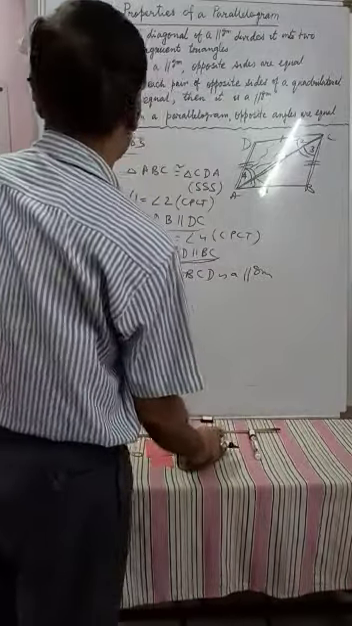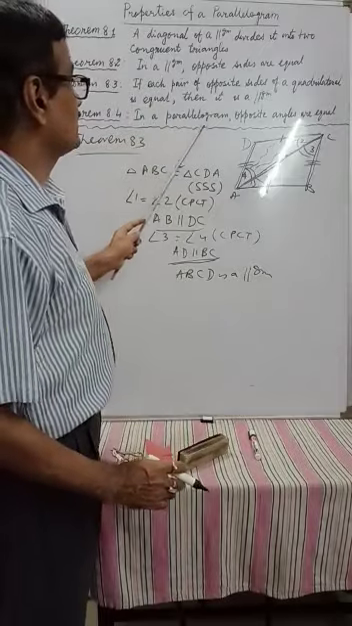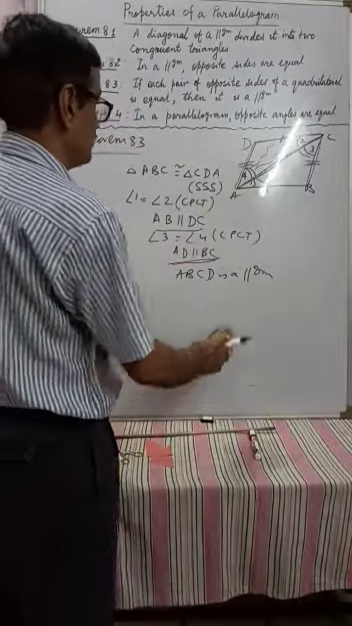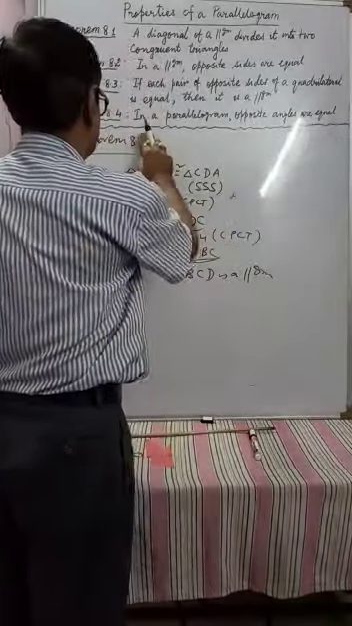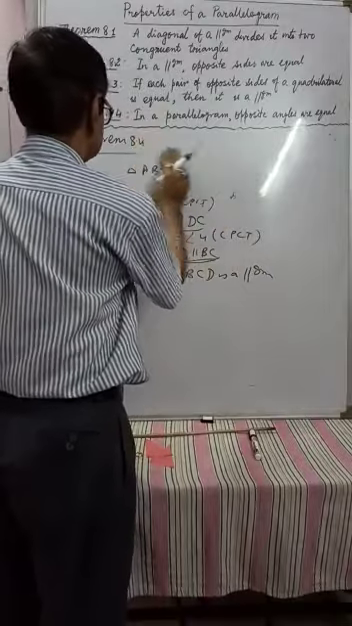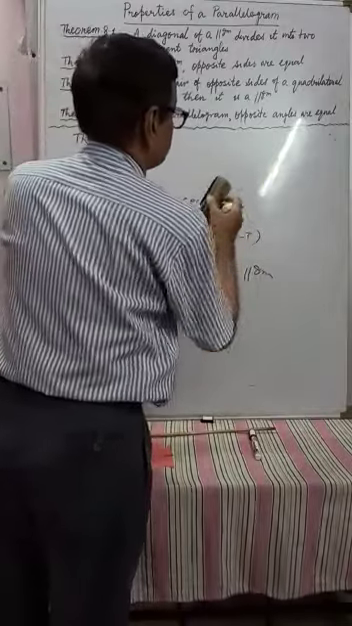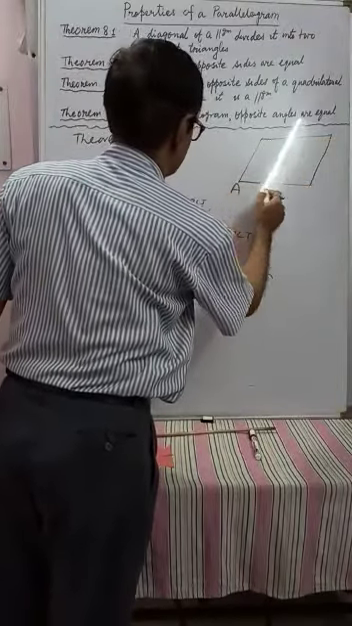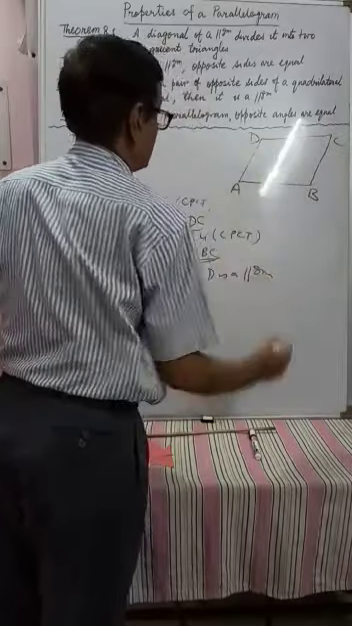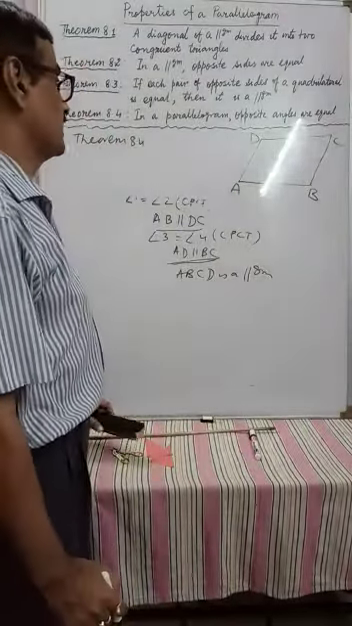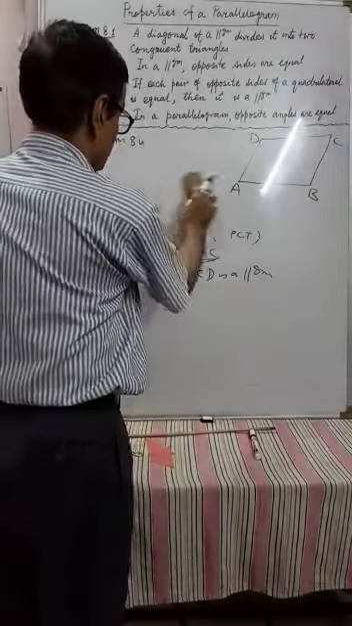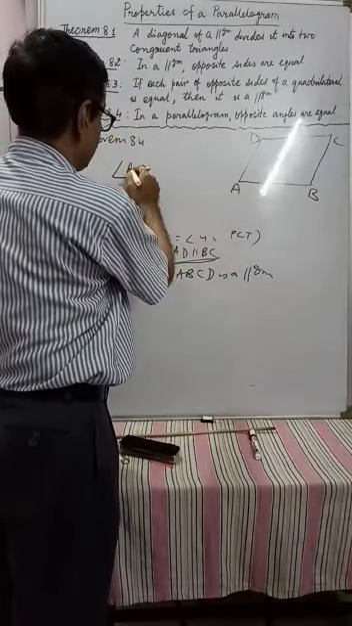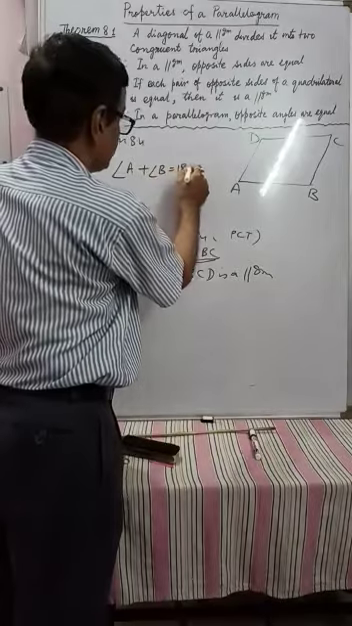Now the fourth property, that is we have to prove that in a parallelogram opposite angles are equal. So for that what we will do, let us draw, this is for 8.4. Suppose this is a parallelogram ABCD. Now we have to prove that opposite angles are equal. Now first we are taking up angle A and angle B. So angle A plus angle B is equal to 180 degrees.